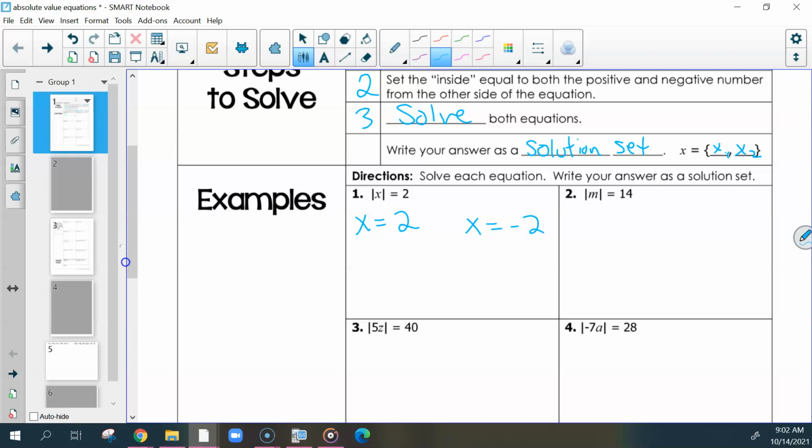Three was solved, but there was nothing to solve. It was just x. So we can write our answer as a solution set, least to greatest, -2. Again, some of these start out very easy and then we move on to harder ones. So it's just a variable, negative of the number and positive thing there.